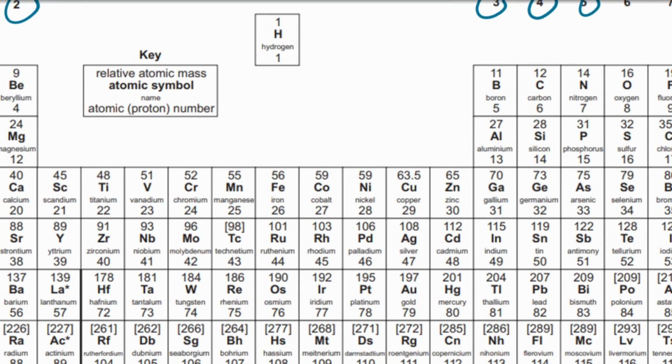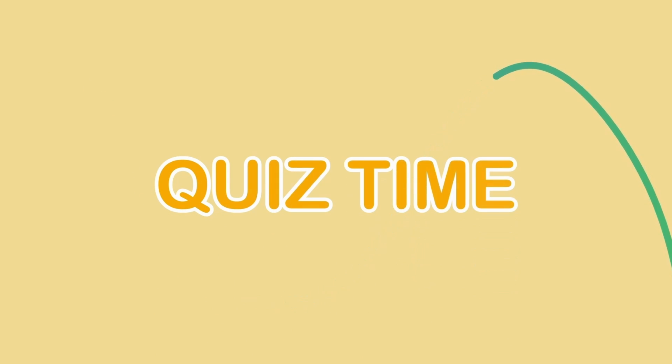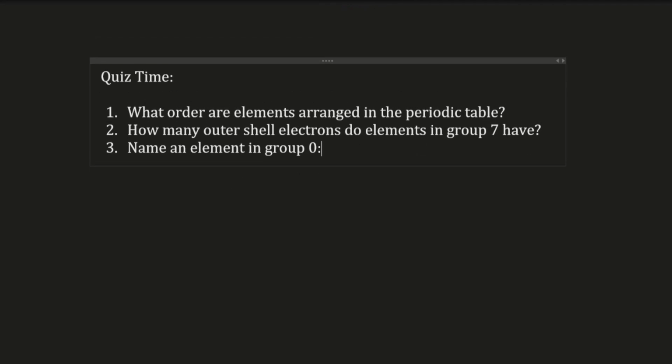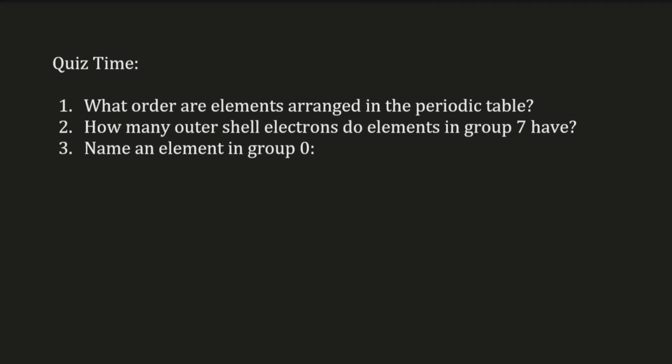So let's have a go at a few questions now, and a little quiz for you to see what you remember. The first question is, what order are the elements arranged in the periodic table? And as usual, pause the video to have a go.